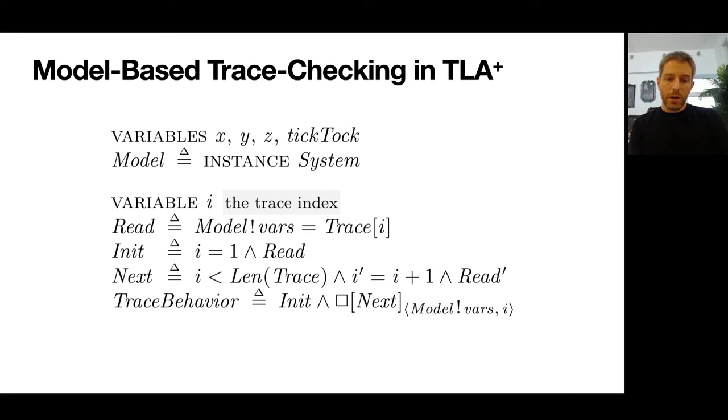We could write the formula that expresses the trace as behaviors in TLA+ like so. We instantiate the system spec. We define a read operation. We start by reading the first entry, and then at each step, we read another until there's none left. But there are several things that TLC doesn't like here. It doesn't like the tuple equality in the initial state predicate, and it doesn't like a primed operator as the first occurrence of a primed variable. It also doesn't let us directly use model bang vars.